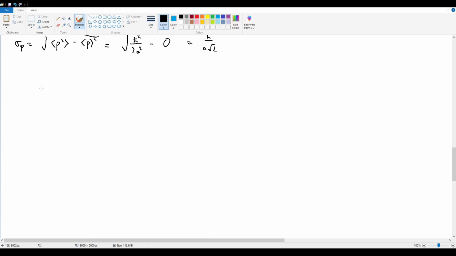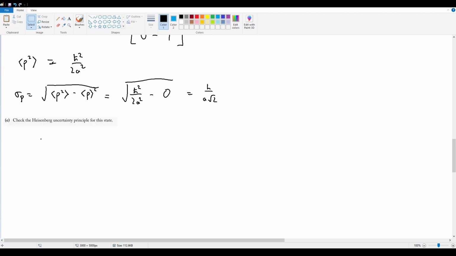Let me just paste it over. Right, check that the Heisenberg uncertainty principle is verified for this state. So we have sigma p and we have sigma x from the other expression earlier. So we have, whoa, what is happening? Erase that. Okay, I think I messed up my color palette somehow. That's fine, let's just ignore this.